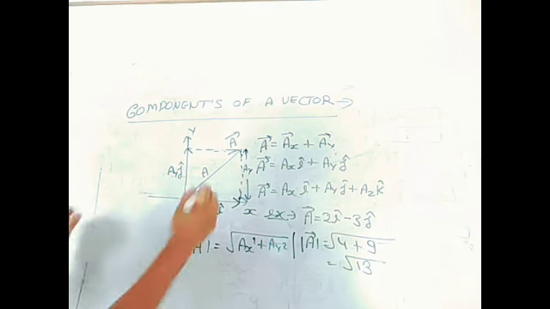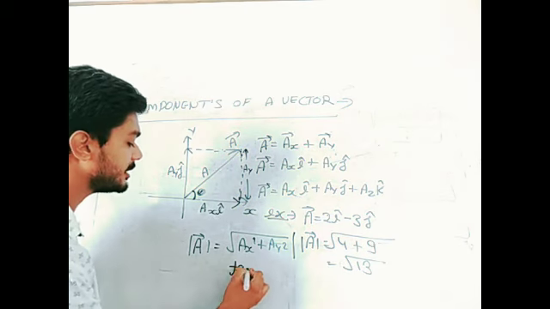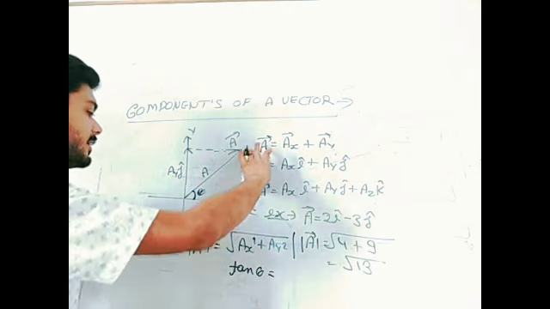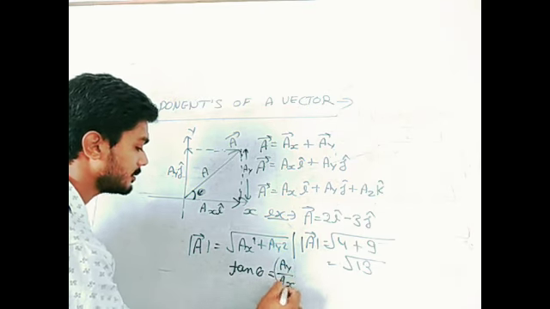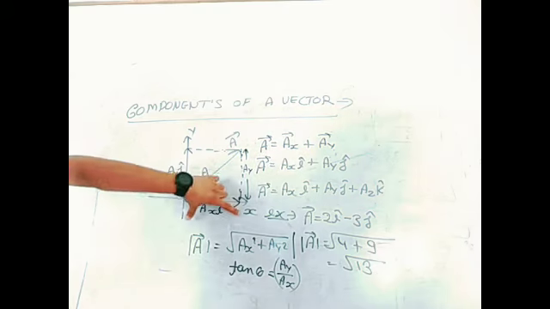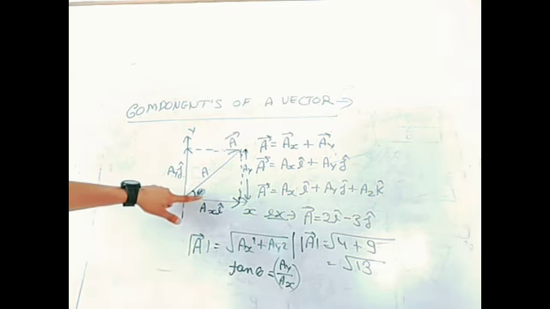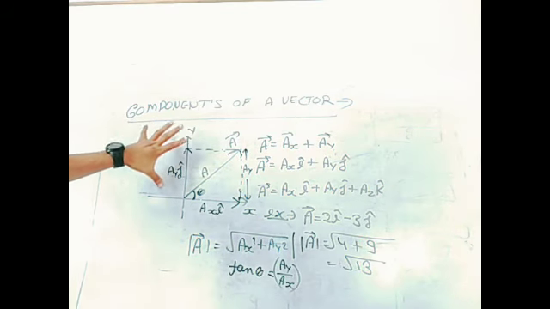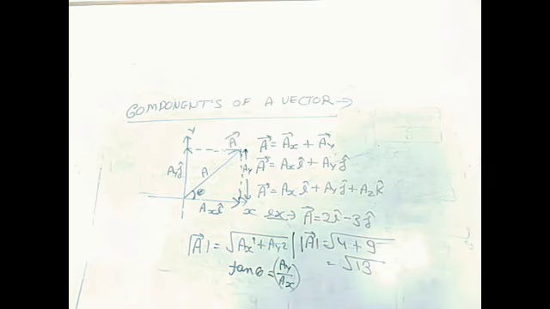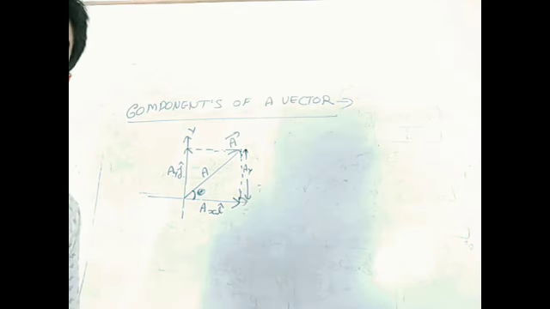Then this angle can be obtained using the formula tan theta. Tan theta is equal to perpendicular upon base, ay upon ax. Using perpendicular upon base, that is tan theta, you can obtain this angle. Then students, this is the first method to represent the components of a vector. Now we are going to use another method to represent the components of a vector.